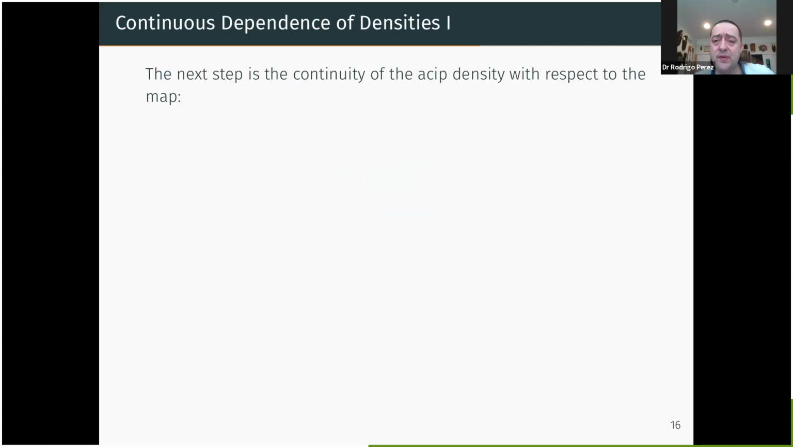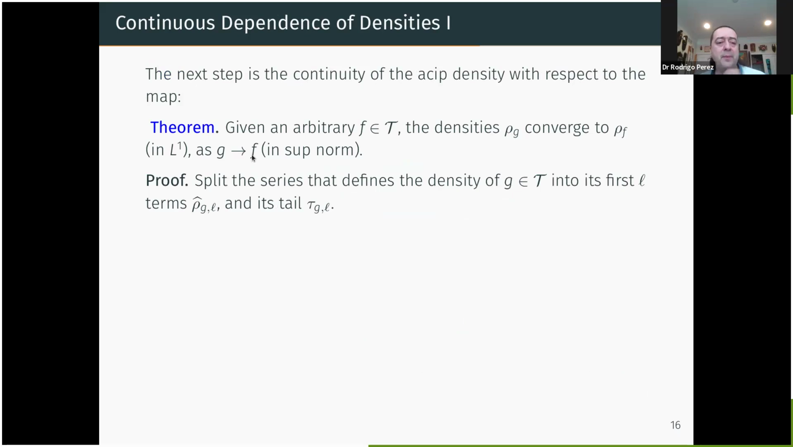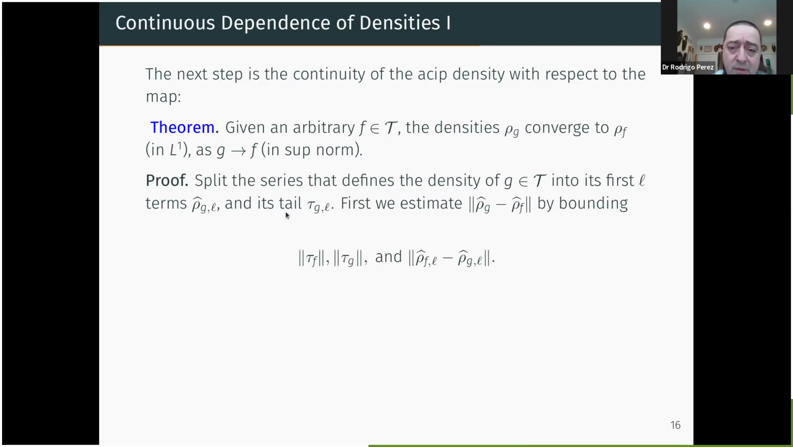So the next step is to show that the density of the probability measure is continuous. Basically, show that those densities converge to the density of F as a sequence of tent maps converges to the tent map F in the supremum norm. Again, standard proof of concept. We take the density of G, split the series that defines it into the first L terms and the tail. And we estimate the difference of the two densities by bounding the tail of F, the tail of G, and the difference between the heads of the two series.